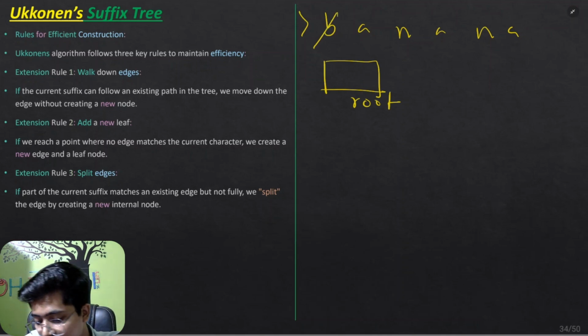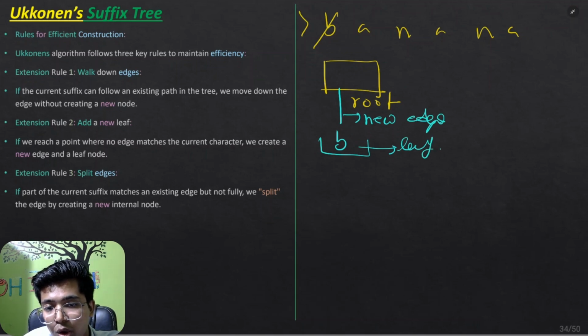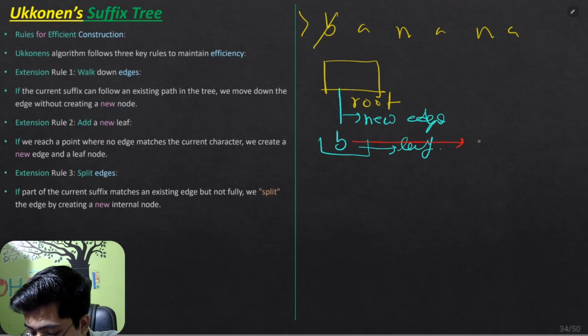and we create a new edge from the root to a leaf node. This is the new edge we created from root to leaf, and right now this B is our leaf. And now we also add a $ sign to indicate the end of the suffix.